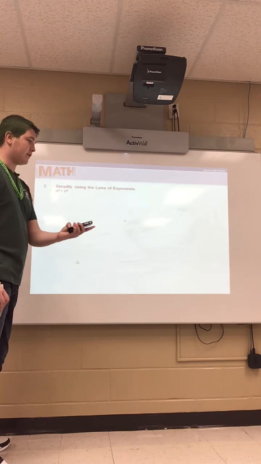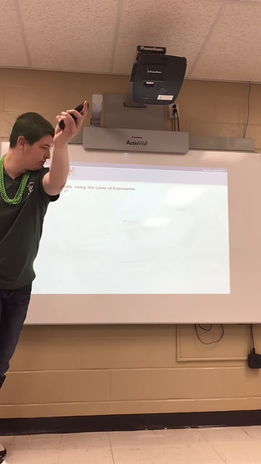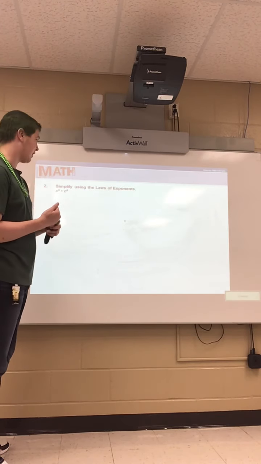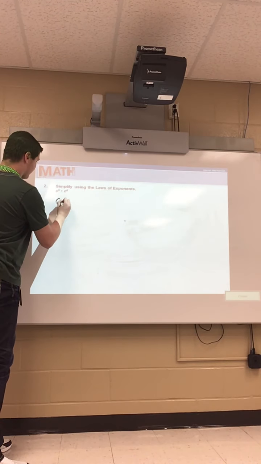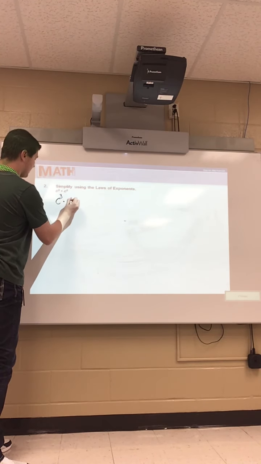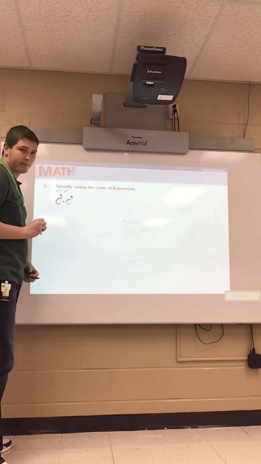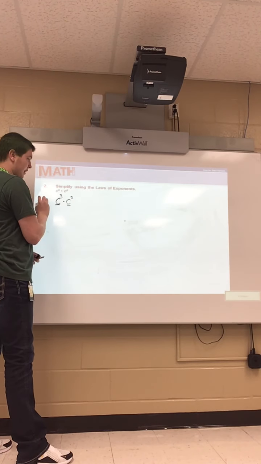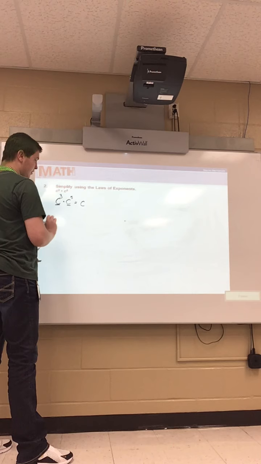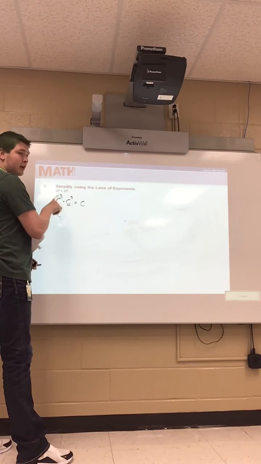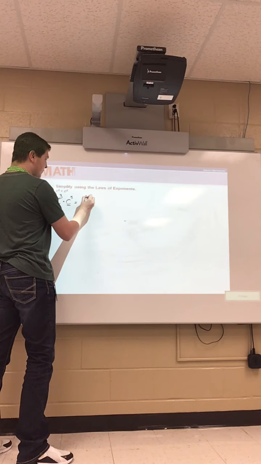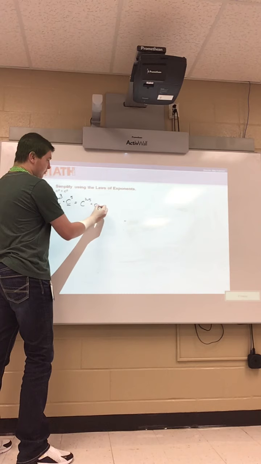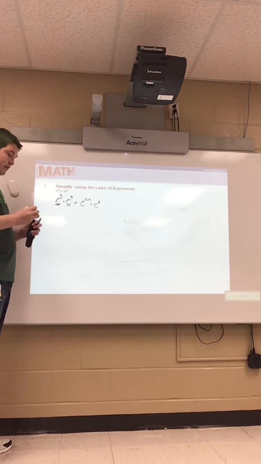Now, just because we have letters, does that change anything? Not at all. So we have c to the third times c to the fifth, which means that we are adding the exponents. So c to the third plus the fifth. And you should know 3 plus 5 gives you 8.